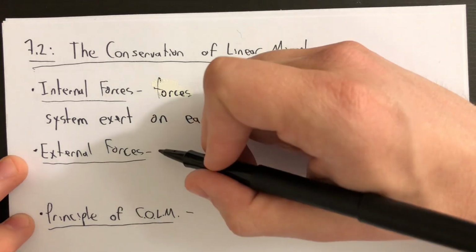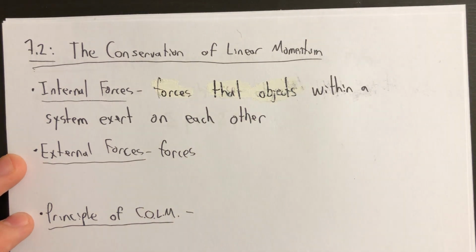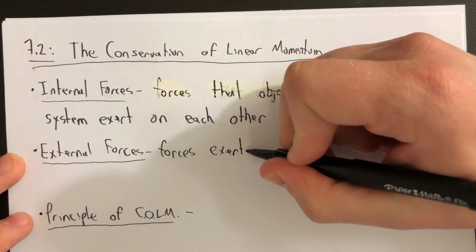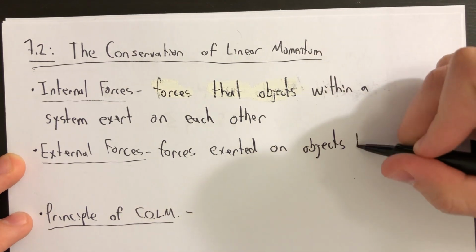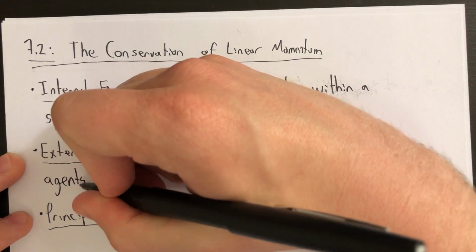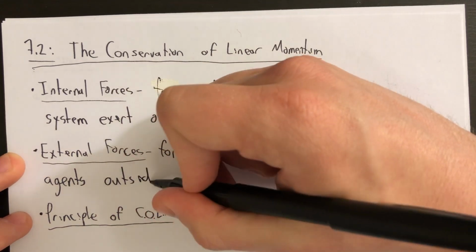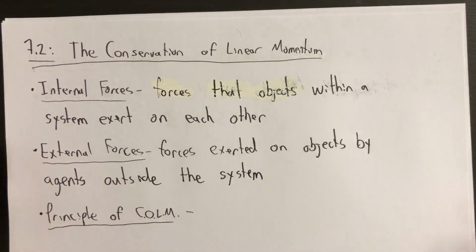So external forces are forces exerted on objects by agents outside the system. So you always define your system when you're doing a momentum problem. And any object outside of that system would be considered an external force.